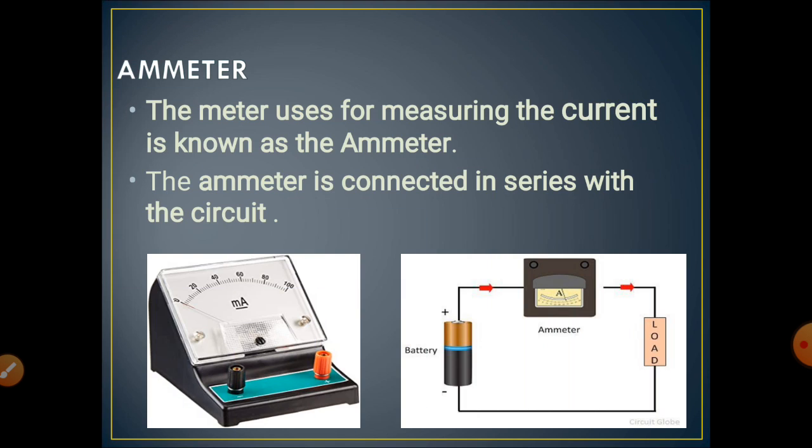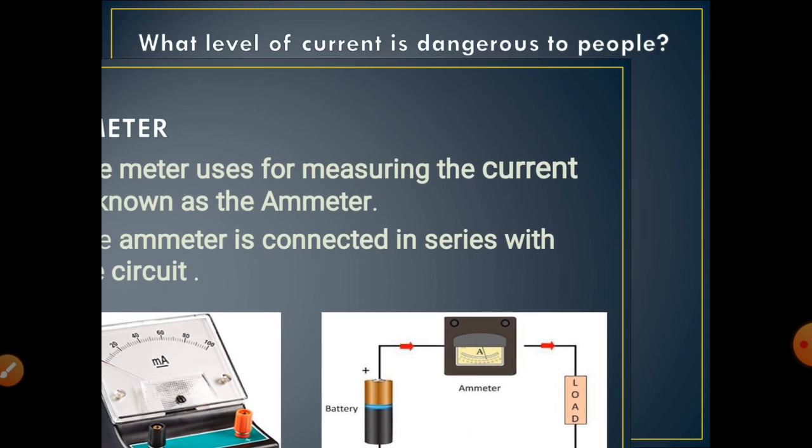Next one is the ammeter. An ammeter is a measuring device. It is used to measure the current in the circuits. An ammeter is always connected in series with the circuit.